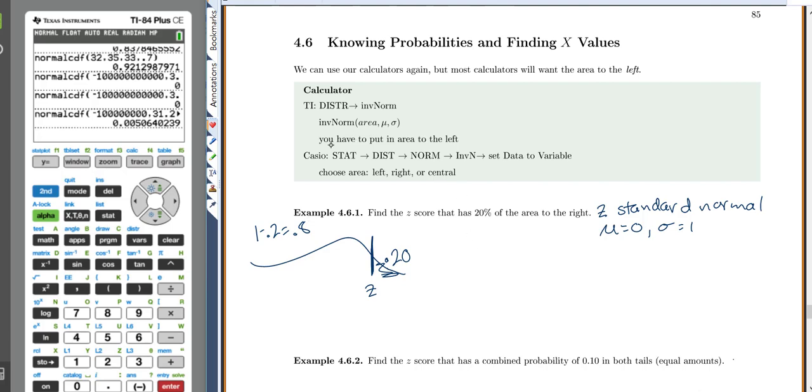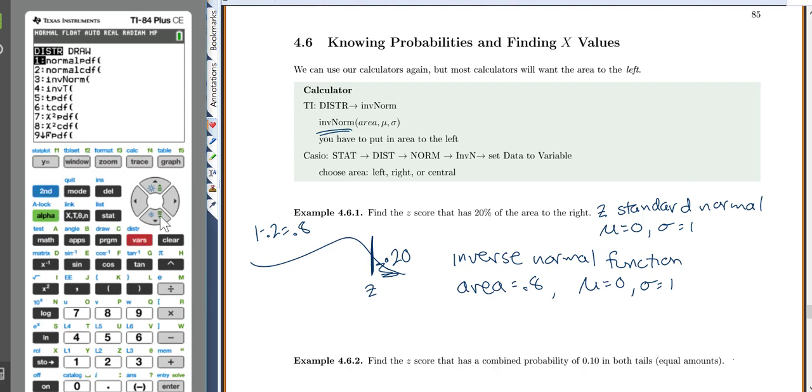So I'm going to use my calculator. Notice now we switch to an INV norm. That stands for inverse normal function. So we need to use the inverse normal function. It automatically does areas to the right, or sorry, to the left. So I'm going to do with my area equals 0.8. And again, my mean equals 0, standard deviation equals 1. So second distribution again, we want to do an inverse normal. My area is 0.8. My mean is 0, standard deviation is 1.